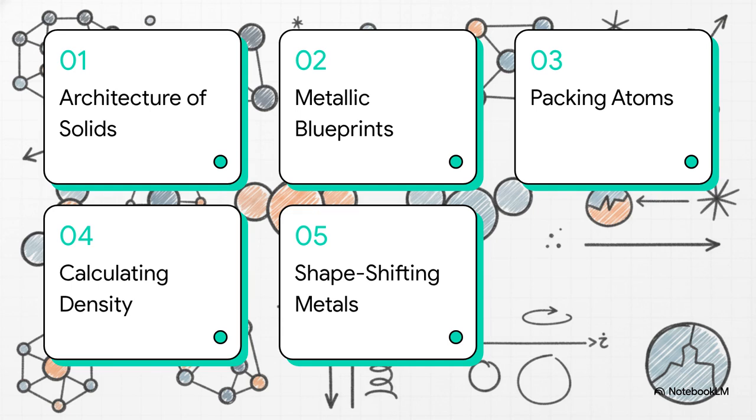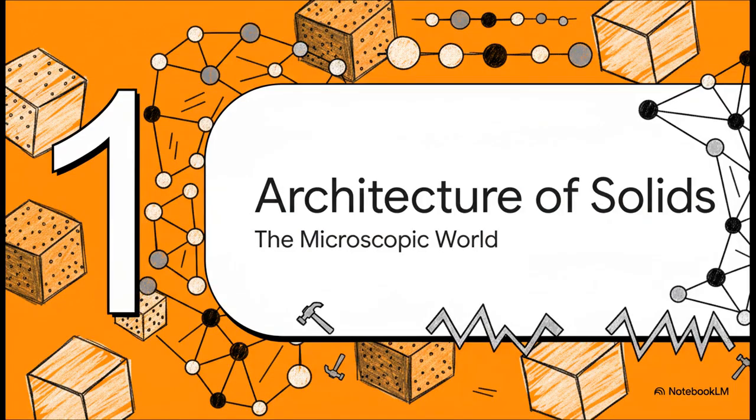All right, let's take a quick look at our roadmap for today. We'll be looking at 1. The architecture of solids. 2. 3 metallic blueprints. 3. Packing atoms efficiently. 4. Calculating metal density. And finally, 5. Shape-shifting metals. Okay, starting us off with Section 1, the architecture of solids, building the microscopic world.